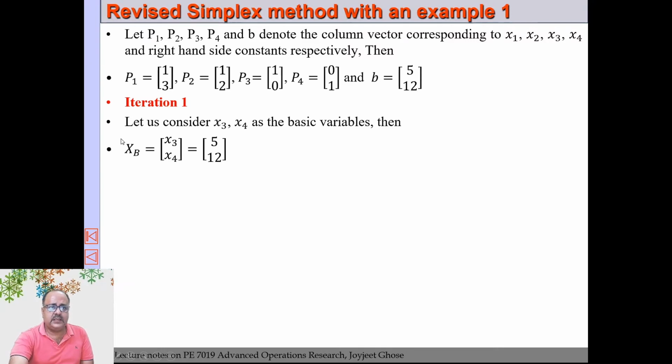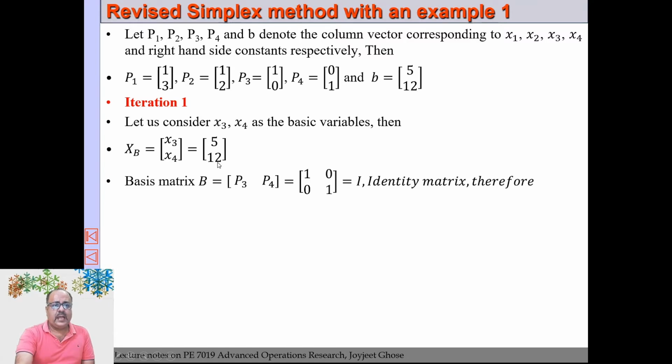So here xb, I have taken the basic variables x3 and x4, equal to 5 and 12, and the basis matrix consists of the column matrix of the basic variables in this manner. So P3 P4 comes out to be 1 0 0 1. We all know that, at least in the first case, the basis matrix will be an identity matrix, and the transpose of this identity matrix will also be an identity matrix. So therefore B equals B inverse.